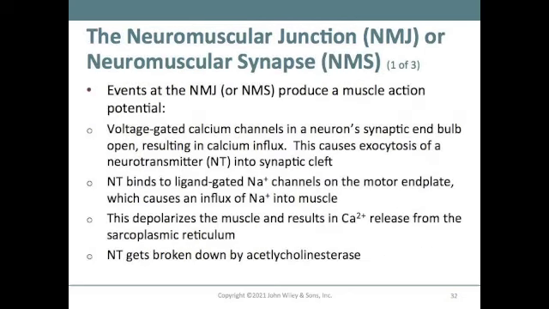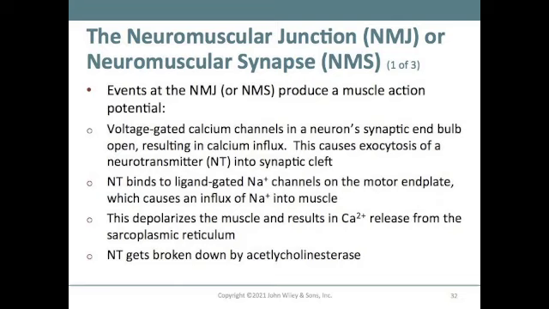I mentioned this earlier in the lecture, the neuromuscular junction, or the neuromuscular synapse. And the events of the NMJ produce a muscle action potential. Voltage-gated calcium channels in a neuron's synaptic end bulb open. This results in a calcium influx. This causes exocytosis of the neurotransmitter into the synaptic cleft. The synaptic cleft is kind of that space in between the synapse of the neuron and the receiver. In this case, it would be muscle.